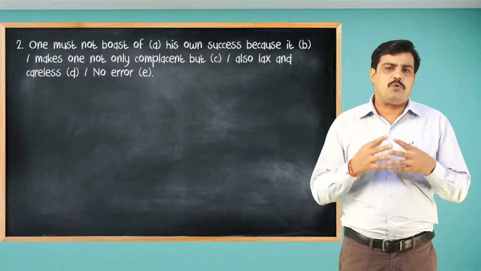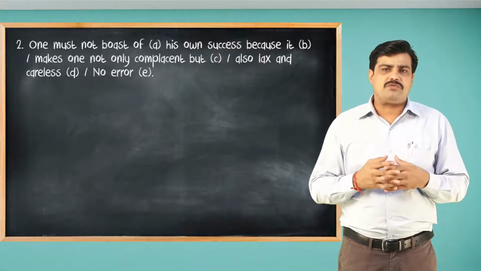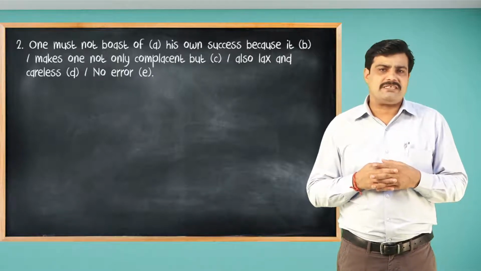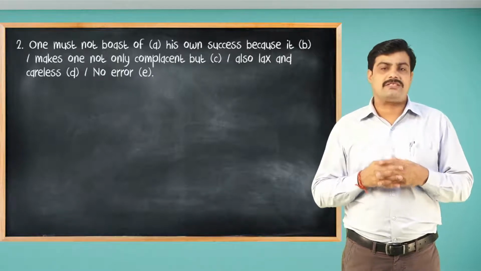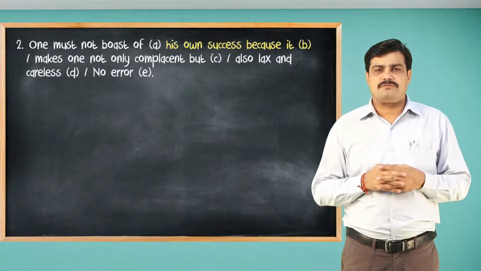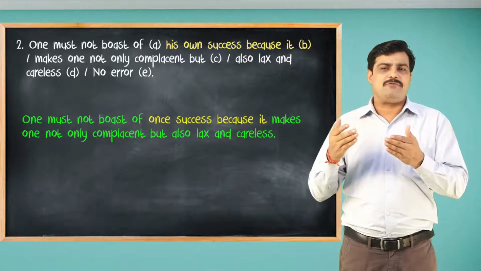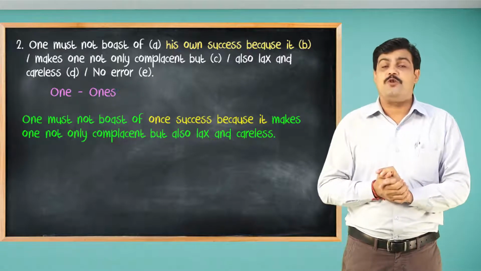One must not boast of his own success, because it makes one not only complacent but lax and careless. Part B is wrong. Pronoun one requires its possessive one's and not his.